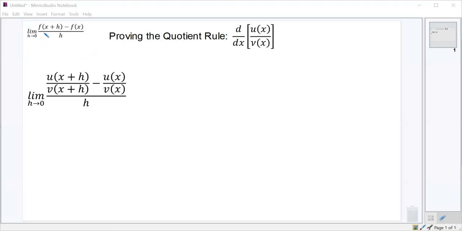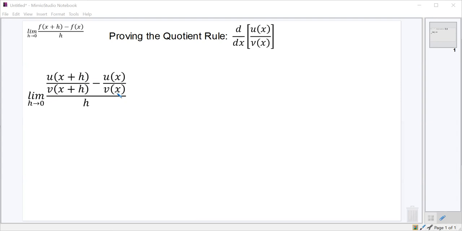up in the top left corner. The limit as h approaches 0 of f of x plus h minus f of x all over h. So I've already thrown our function u of x over v of x into that difference quotient and that limit. So we now have the limit as h approaches 0 of u of x plus h over v of x plus h minus u of x over v of x all over h.